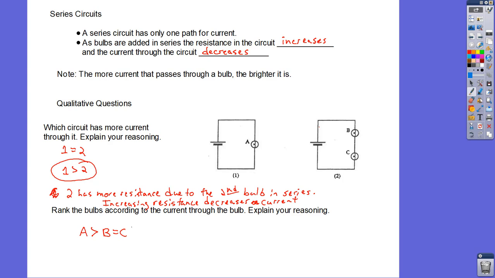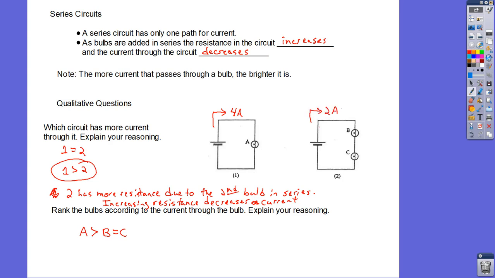Okay, so as we just reasoned here, 1 is going to have more current through it than 2. So let's just say, for example, that A's brightness represents like 4 amps of current. I'm just making up a number because I didn't give you a battery voltage or a resistance. So we know that this circuit has to have less than 4. You could probably reason if each of these is the same resistance, we have twice as much resistance, so we'd have half as much current. So this would be 2 amps.